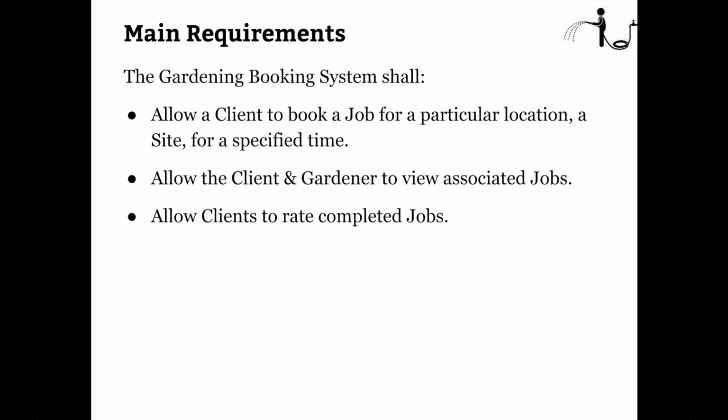We needed to build a system which would allow clients to book a job for a particular location called a site for a specific time. The client determines the duration of the job, but it is the system that determines which gardeners are assigned to that job. In addition to notifying the gardeners via email that they have been assigned jobs, the system must also allow the gardener to view the jobs that they have been assigned to, and likewise for clients to view the jobs that they have requested.